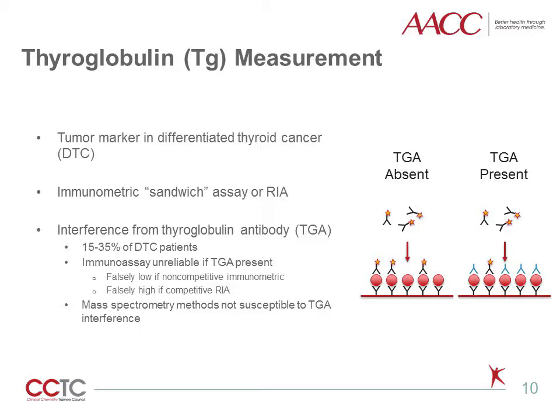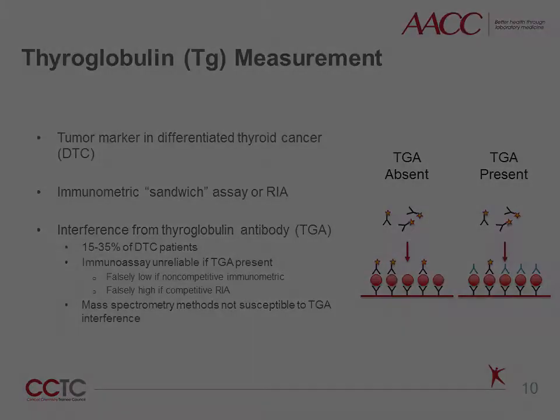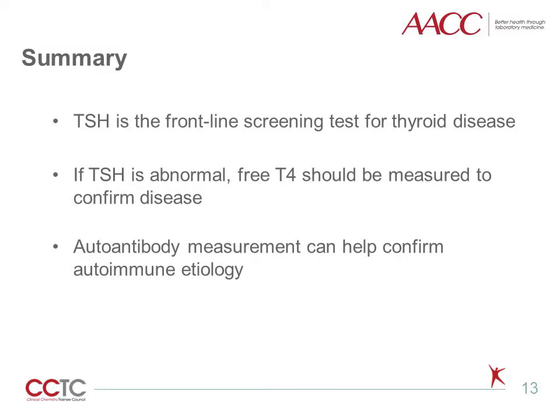In summary, TSH is the preferred initial test in the assessment of thyroid disease. If TSH is abnormal, free T4 should be measured to confirm disease and identify the underlying mechanism. Autoantibody measurement is a useful tertiary test to confirm or rule out an autoimmune etiology.